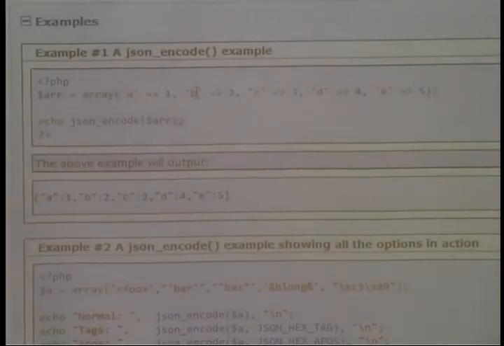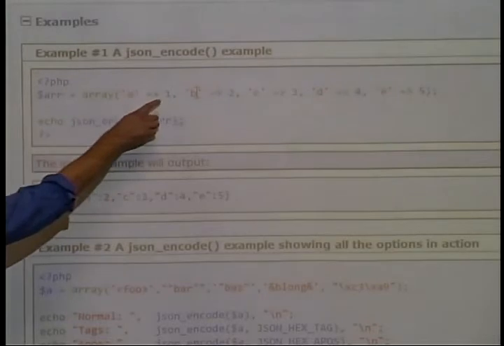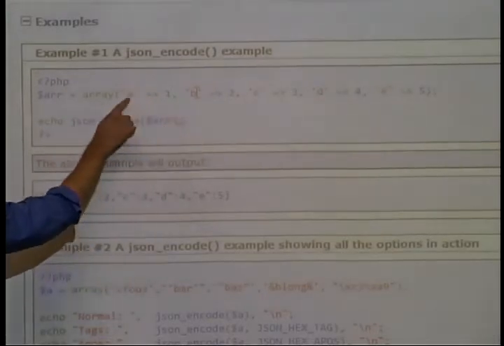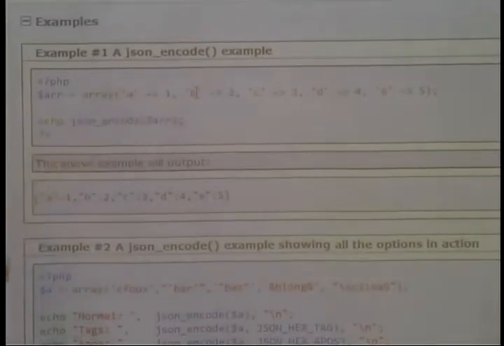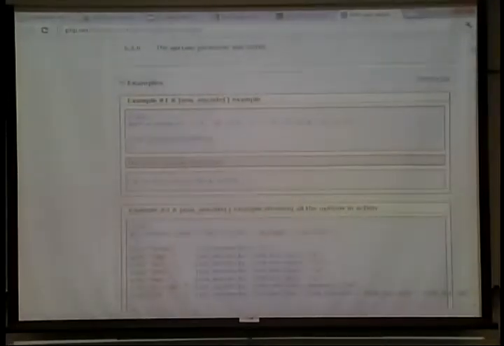You have an array, just key value pairs. This is called an associative array in PHP. Rather than just a flat list of objects, it's a collection of key value pairs here. So A is 1, B is 2, and so on. But with that array, you just pass it to JSON encode, echo that, and you have a JSON response to the client side. And then with JavaScript, I'll show you guys how to access it and how convenient it is.